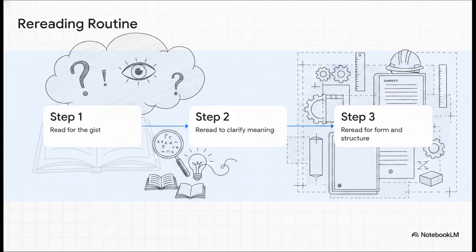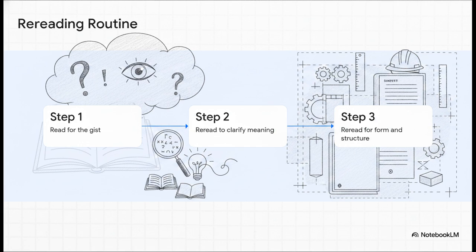In step 1, you're just reading for the gist. Get the general feeling, the big picture. Do not stress if you don't understand every single word. Then, step 2 is where you really roll up your sleeves. You reread to clarify meaning. That means looking up unfamiliar vocabulary, using context clues, and untangling those tricky sentences.